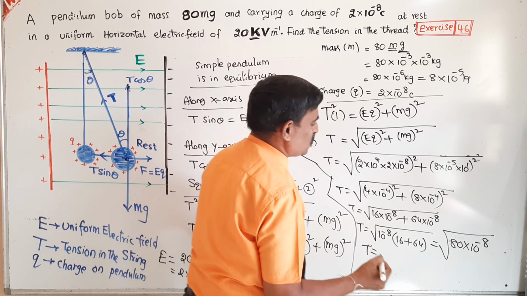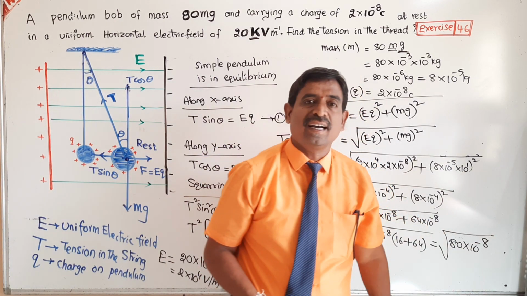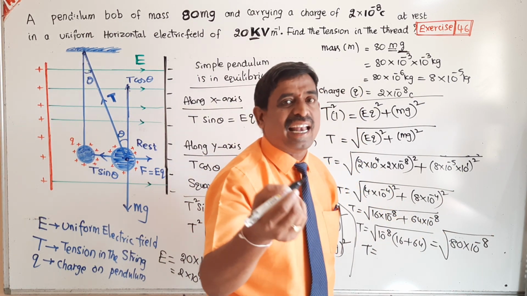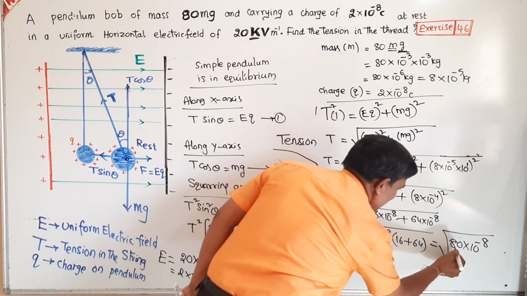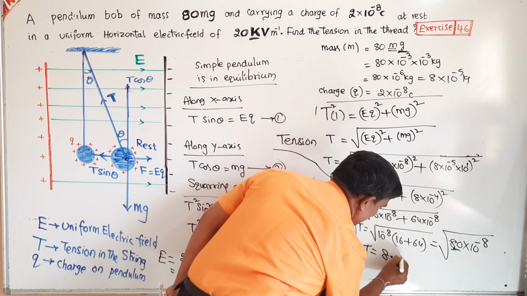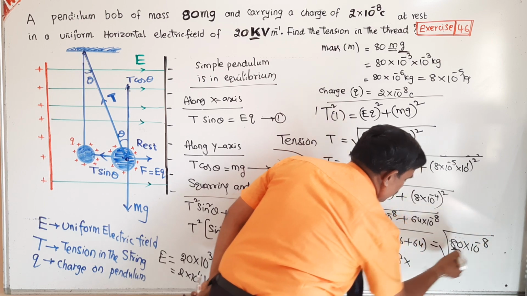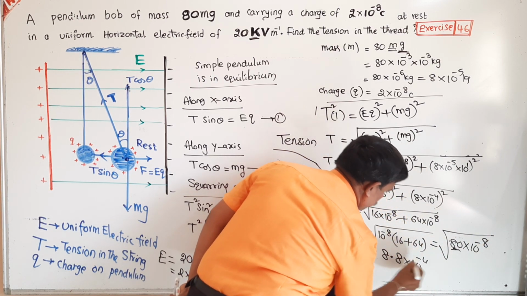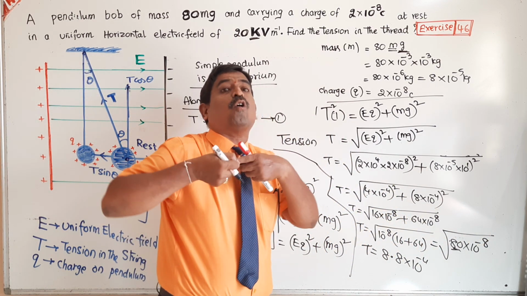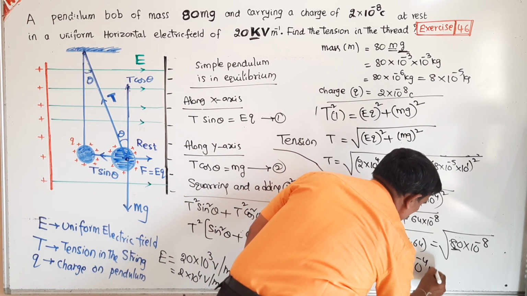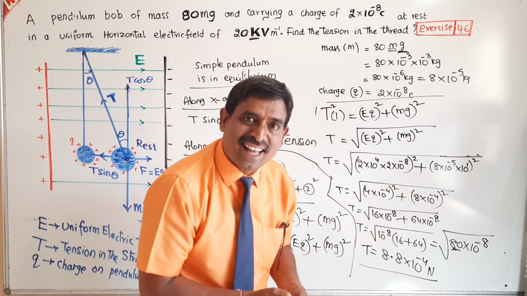T is equal to 80 root, nearly 8.8 into 10 power minus 4. Tension is nothing but force. Force unit is Newton. This is the tension in the string.